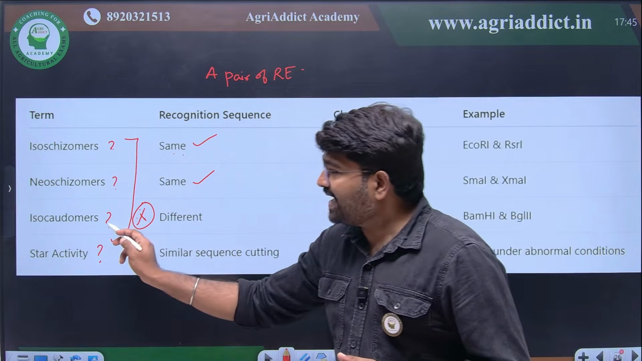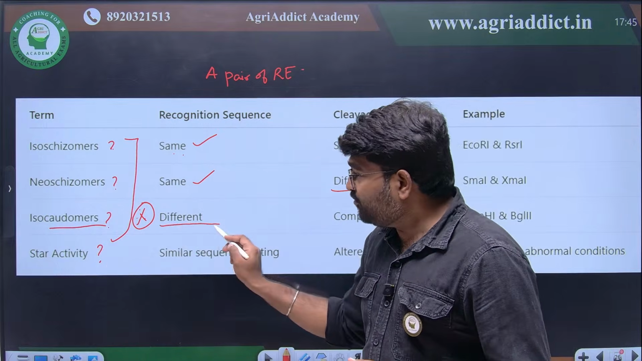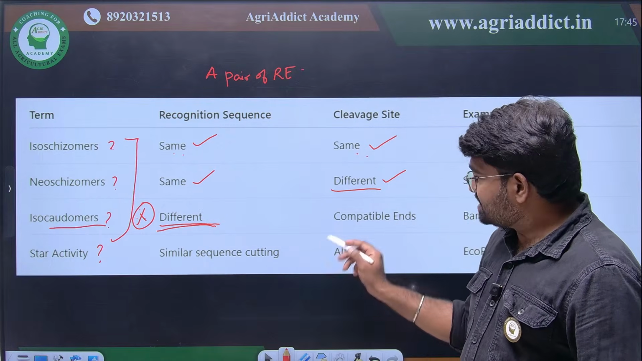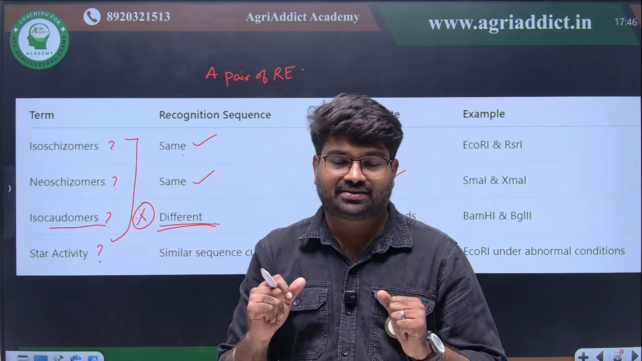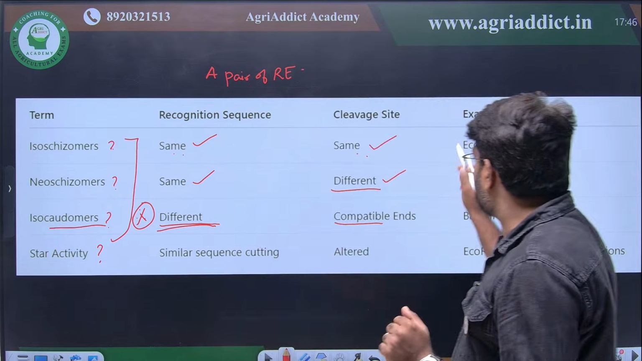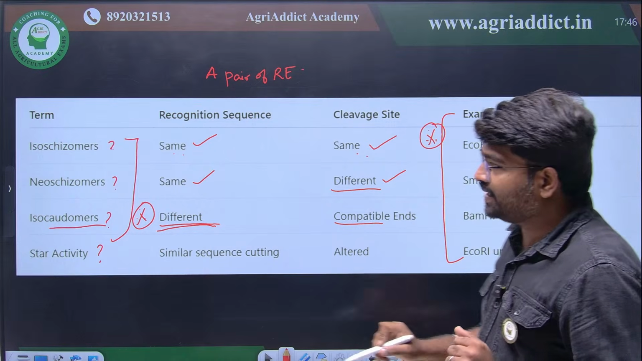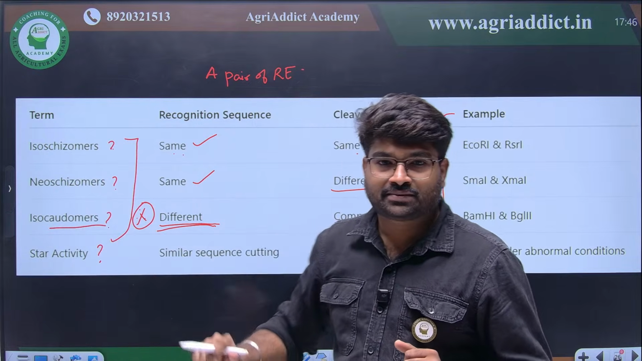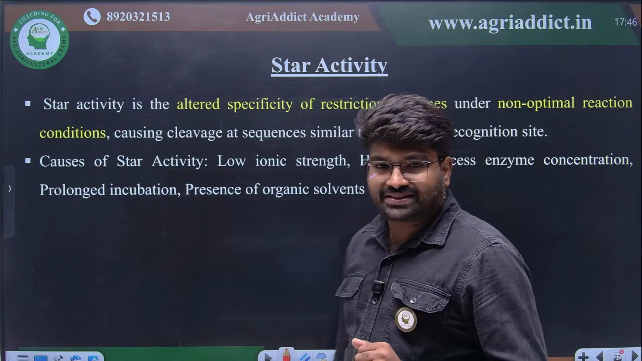Then what is meant by isocaudomers? Isocaudomers means different recognition sites will be there, but after cleaving, they produce the same ends. These examples are also very important. You just have to remember what isoschizomers, neoschizomers and isocaudomers are, and what the examples are. Now we are going to see star activity.